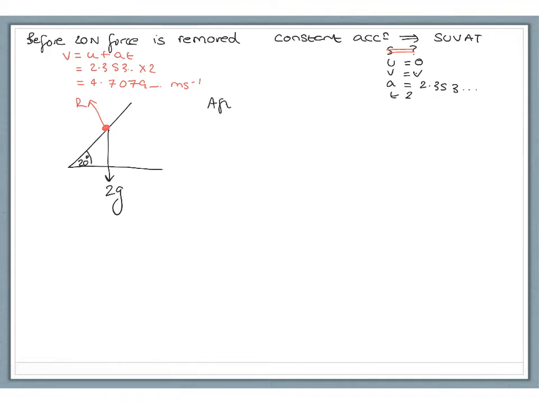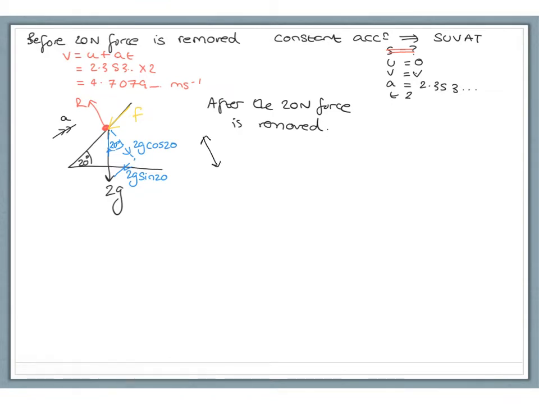So we're looking at the situation where after the 20 Newton force is removed, and because the particle is still travelling up the slope, friction is still going to oppose this motion and be in the direction down the slope. Here are the components of the weight. Again, they haven't changed. So let's look perpendicular to the slope.